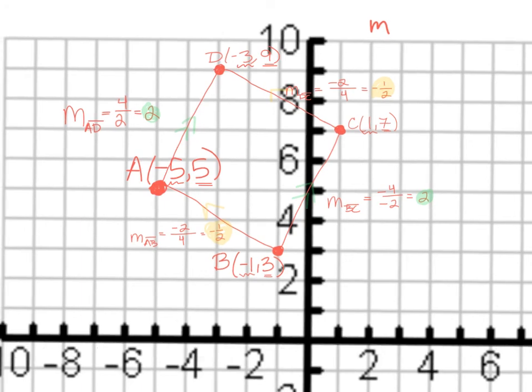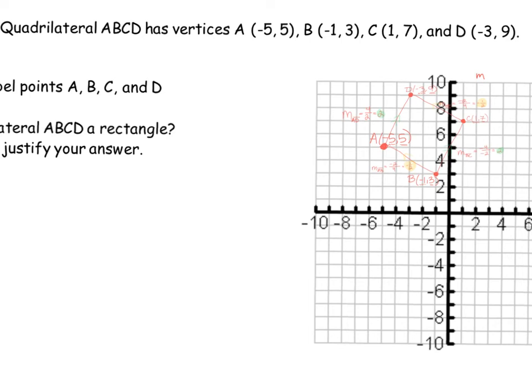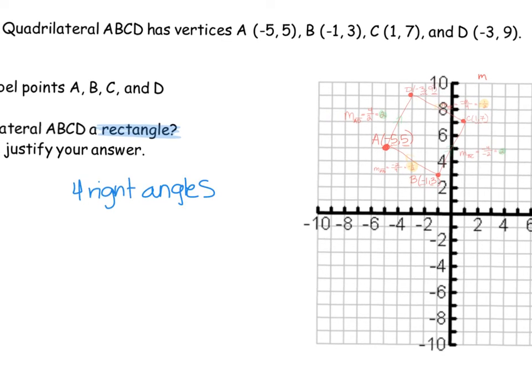But in this question, we were asked to determine whether or not this shape was a rectangle. So I do need to go back and think about my definition of rectangle. And the definition of rectangle is that it is a quadrilateral with 4 right angles. And right angles are formed by perpendicular lines. So I am looking for perpendicular lines as the consecutive sides.